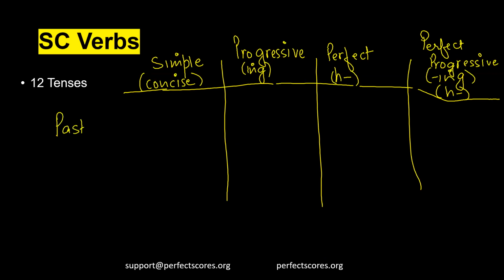So these are the four major categories of tenses, and you have the past, the present, and the future. So let's take a very simple verb. Let's just take the word eat and convert it into these 12 tenses.